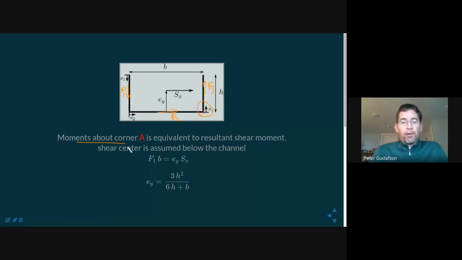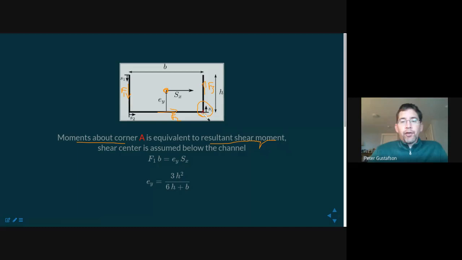So here I'm going to calculate moments about the corner A. And of course, these must be equivalent now to the resultant shear moment. The difference is the resultant shear moment about this point is no longer 0. When it was a calculation about the shear center, the shear resultant was through the shear center, at least we assumed it to be so for the purposes of our calculation. But now since we're using a different reference A, the shear resultant now actually contributes to the overall moment. So why choose this location is a relevant question.